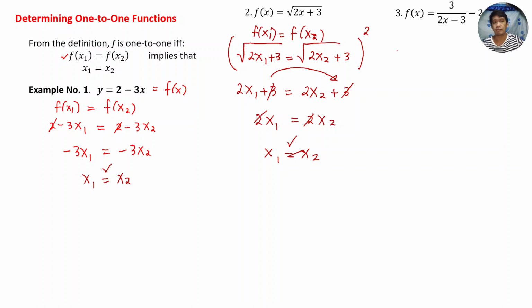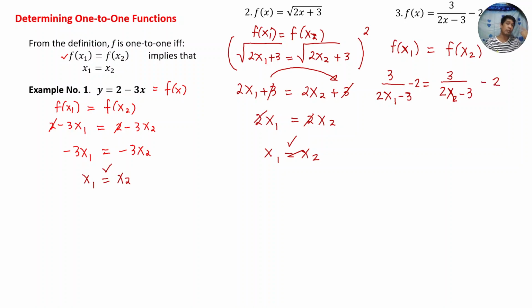Then lastly, what if I have f of x is equal to 3 over 2x minus 3, minus 2? So, gagawin ko lang, substitute ko lang yung f of x1 must be equal to f of x2. That's 3 all over 2x1 minus 3, minus 2, which is equal to 3 over 2x2 minus 3, minus 2. So again, what happens if I transpose this negative 2 on the right side of the equation? This becomes negative 2, transpose negative 2 becomes plus 2. And that negative 2 cancels out with that negative 2.